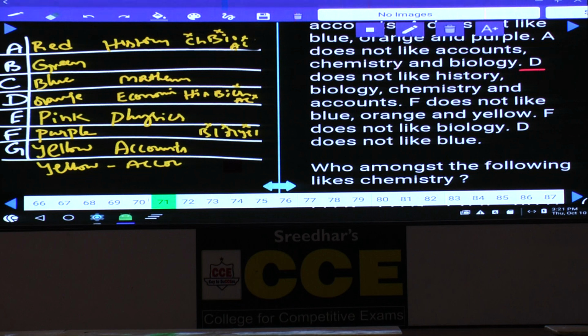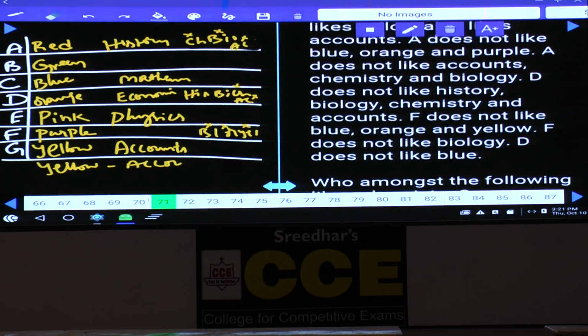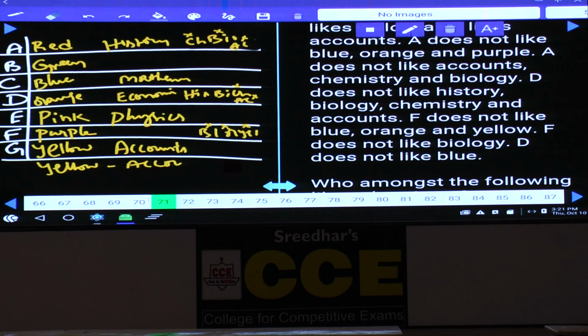Now between biology and chemistry, any information regarding this? F does not like blue, orange and yellow. F does not like biology, and this B must like biology. If B likes biology, then what is the other subject? Chemistry. Now this F must like chemistry. Clear? As it comes under 2 parameter distribution, a single diagram is sufficient in order to finalize the arrangement. Now this is about question number 71 to 74.